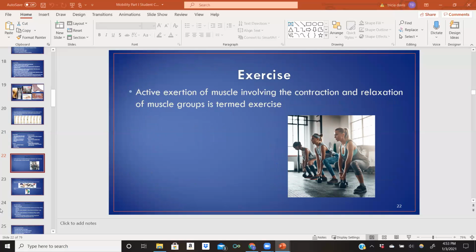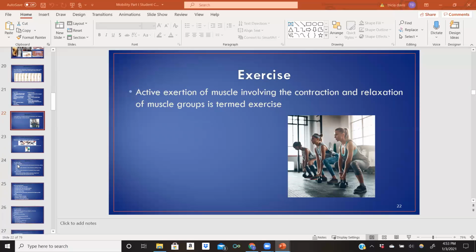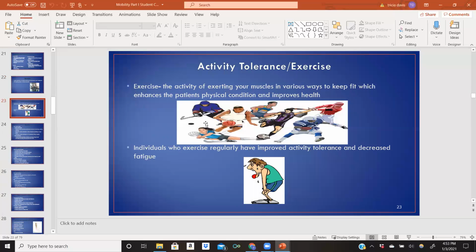Active exertion of muscles involving the contraction and relaxation of muscle groups is exercise. And I think we're all pretty familiar with exercise, some more than others. We know what it means and what it involves. So exercise, the activity of exerting your muscles in various ways to keep fit, which enhances the patient's physical condition and improves their health. We know this statement is 100% true.